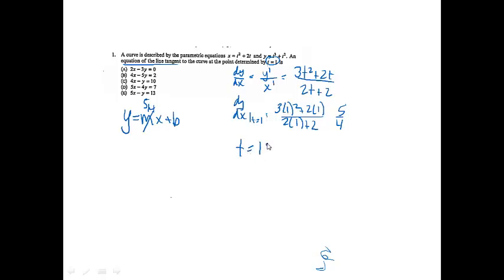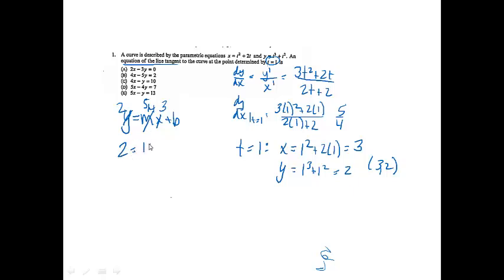Well, when t equals 1, x is going to equal 1 squared plus 2 times 1, and that will be 3. And then y will equal 1 cubed plus 1 squared, which will be 2. So the point is 3, 2. So now my y value is 2, my x value is 3. So I'm going to have 2 equals 5/4 times 3 is 15/4 plus b.